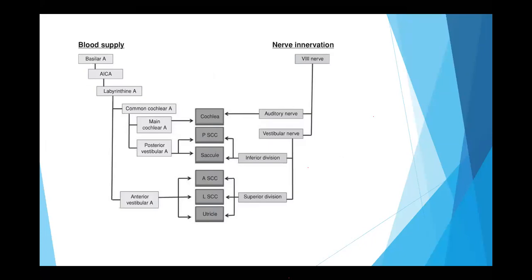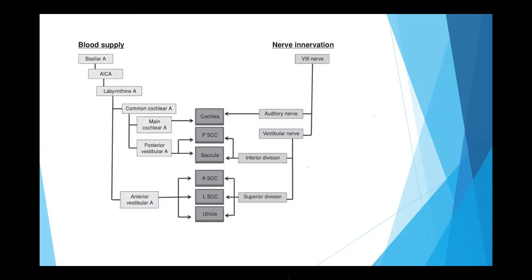We have the basilar artery, which is sending to the anterior inferior cerebellar artery. From there you are getting the labyrinthine artery. From there you have two divisions, the common cochlear and the anterior vestibular. From the common cochlear you are getting the main cochlear and posterior vestibular. This is how the blood supply is divided, the branches. Now what does it supply? The main cochlear artery supplies the cochlea. The posterior vestibular artery supplies the posterior semicircular canal and saccule. The anterior vestibular artery supplies the anterior semicircular canal, lateral semicircular canal, and utricle.